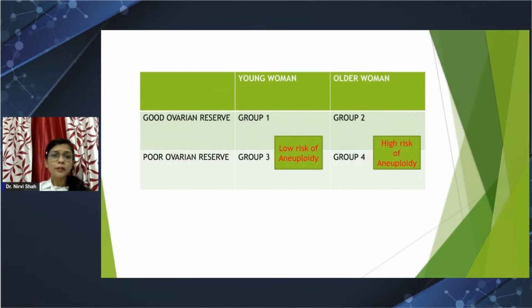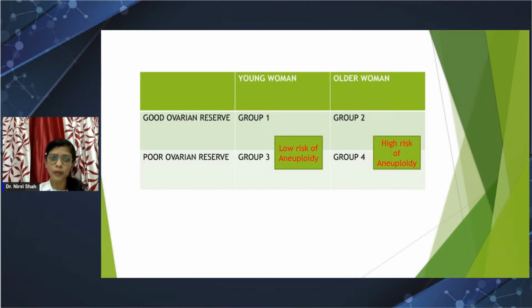So, in POSEIDON groups 1 and 3, since they are young women, the risk of aneuploidy is obviously less. Whereas in POSEIDON groups 2 and 4, where there are older women, the risk of aneuploidy is more. So, POSEIDON groups help us to counsel patients in terms of success rate, aneuploidy, number of retrievable oocytes, and the number of euploid blastocysts.